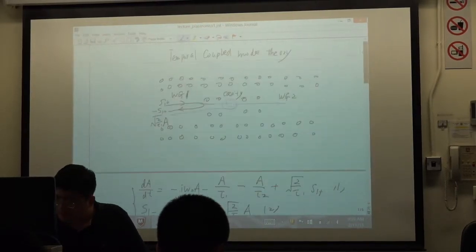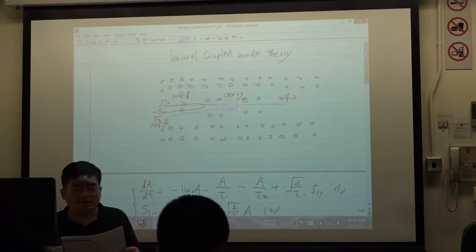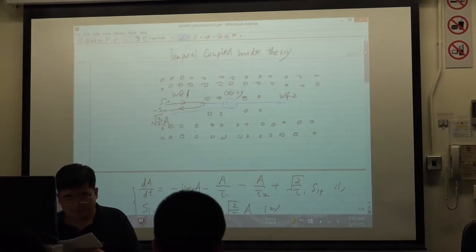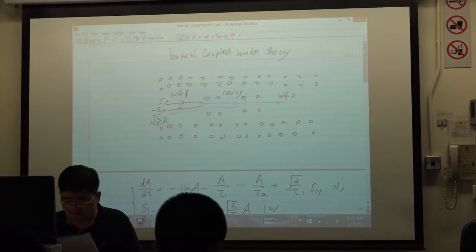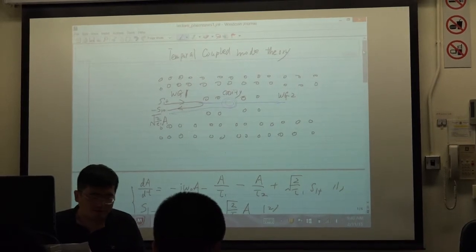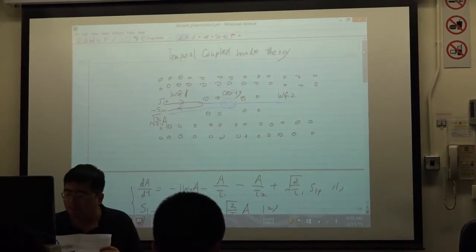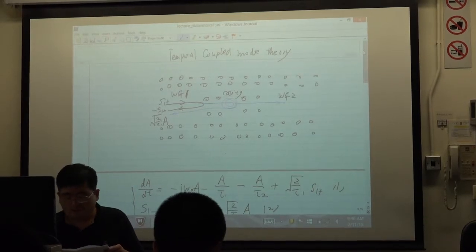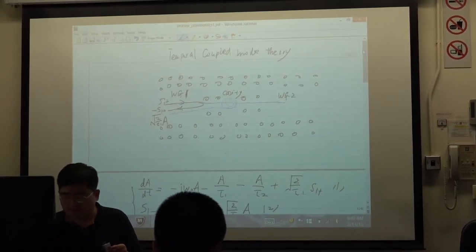In the last lecture, we talked about the temporal coupled mode theory. This is a very important theory. I think this theory can be used for experimental research because it's very simple. Let me talk about this theory again.